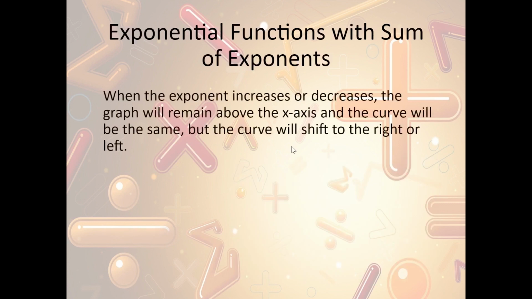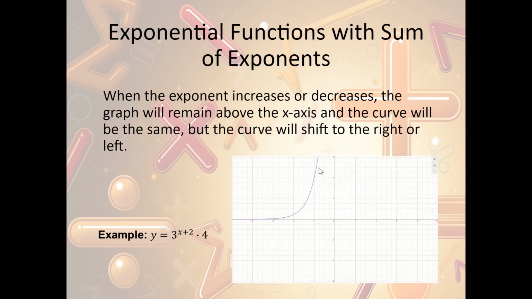Now, what if we do a sum of exponents, meaning we add something to the exponent? Well, that will cause the graph to shift to the right or to the left. For instance, we have y equals 3 to the x plus 2 times 4. Notice it's the same curve, and because this is in the exponent, we're always going to go opposite. You would think that x plus 2 means we're going to slide to the right, but because it's in the exponent, we go opposite. So x plus 2 becomes a shift to the left. It's the same graph as 3 to the x times 4, except we slid it to the left 2 units.